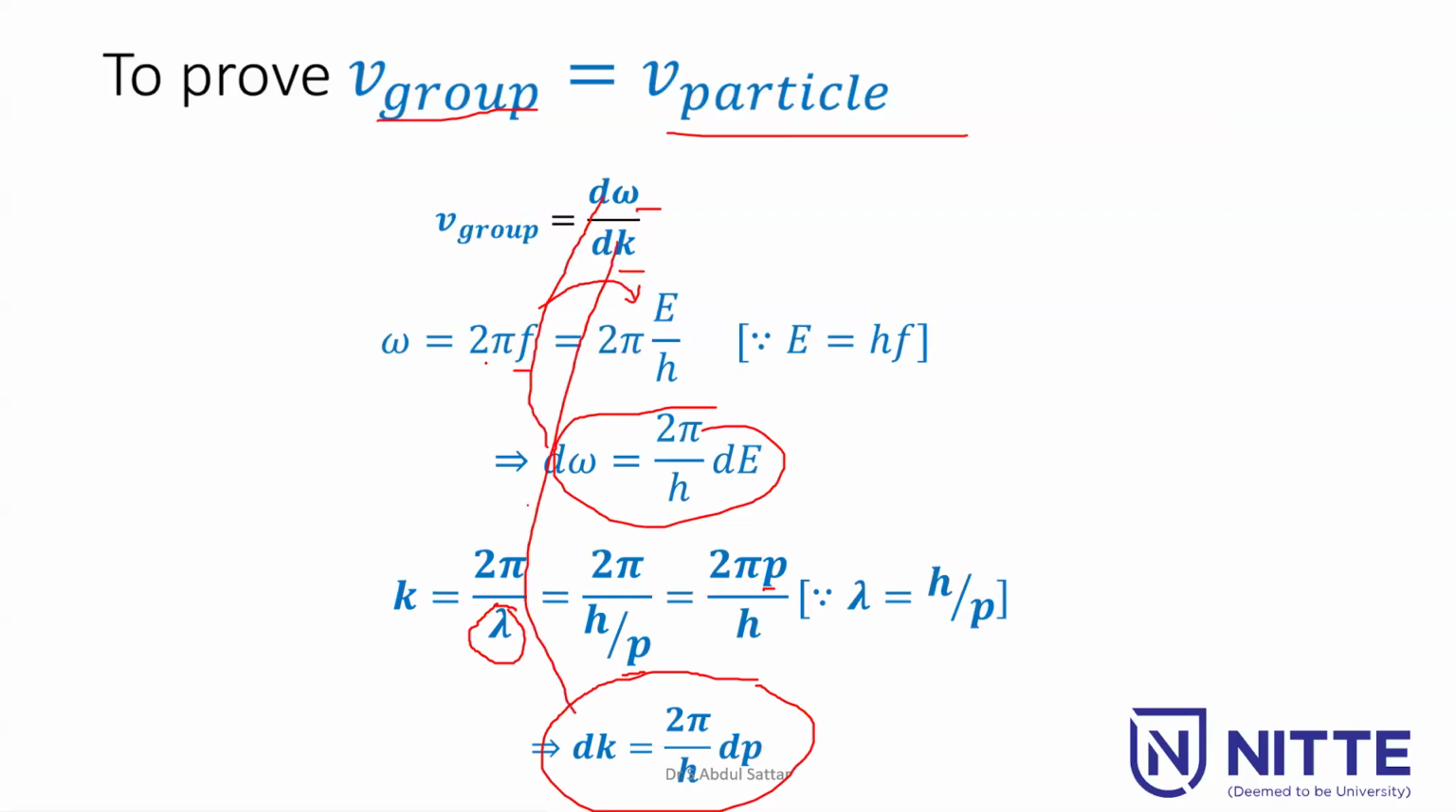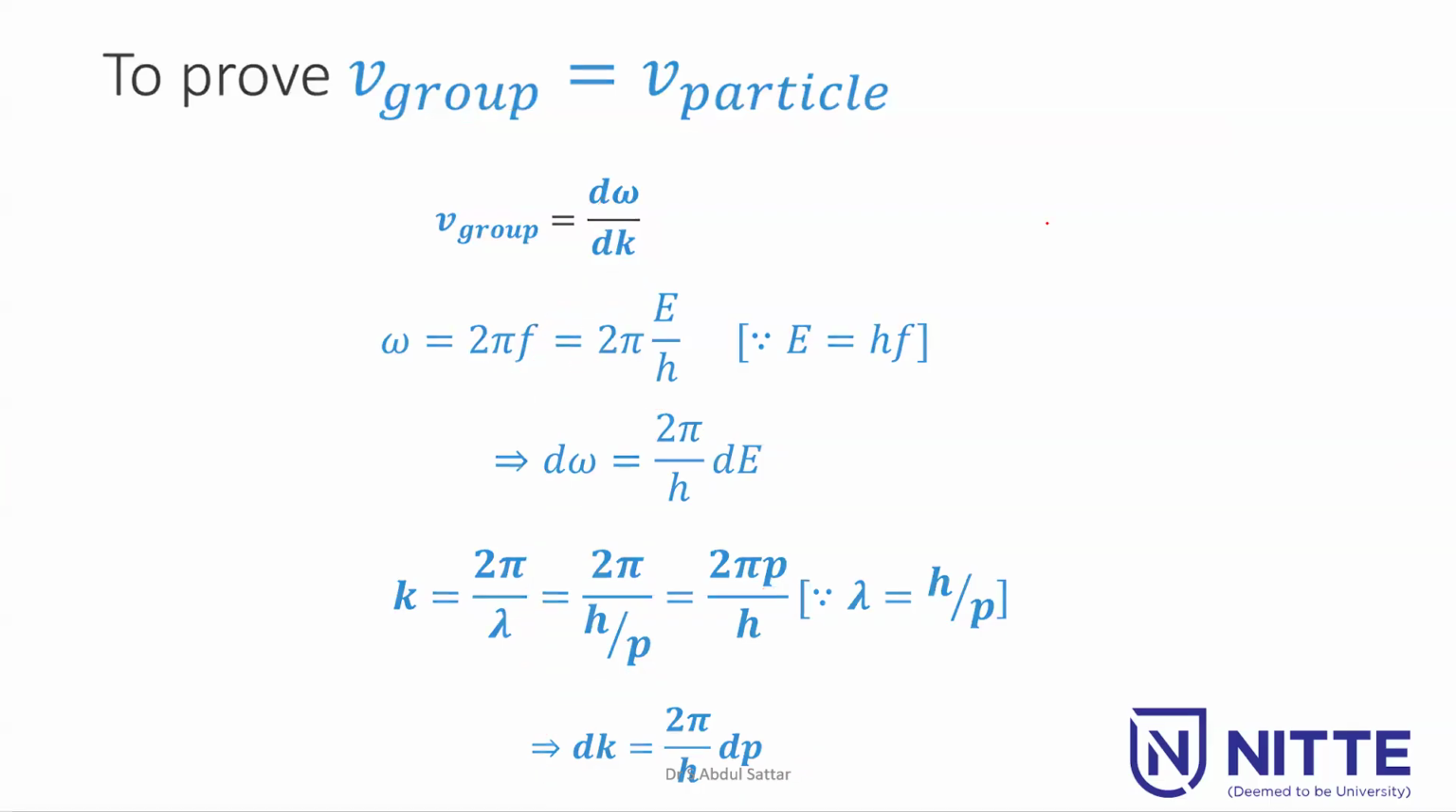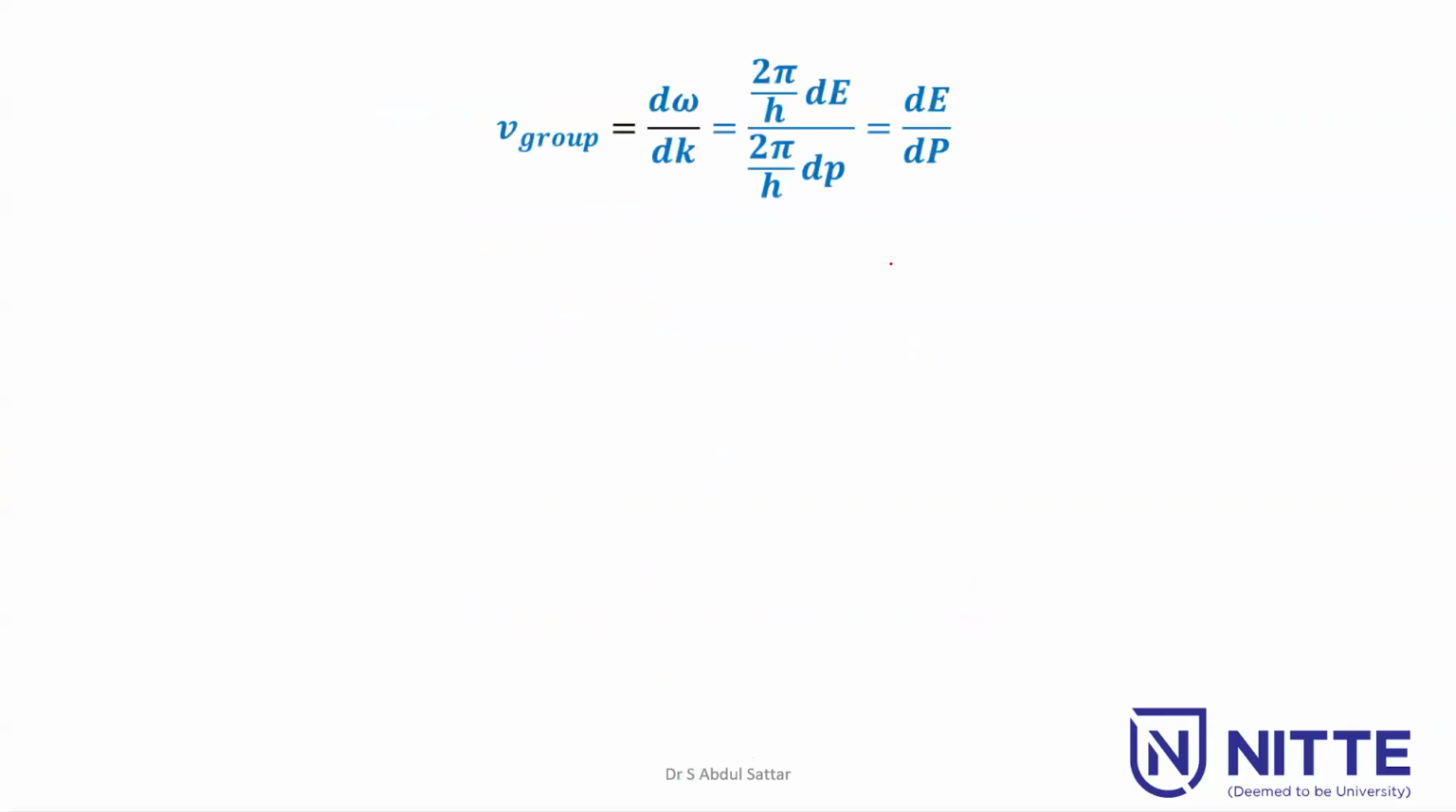Substitute these two values, d omega and dk, there. Then you can get V group equal to dE by dp. The 2 pi by h, 2 pi will cancel. Therefore, V group equal to dE by dp.